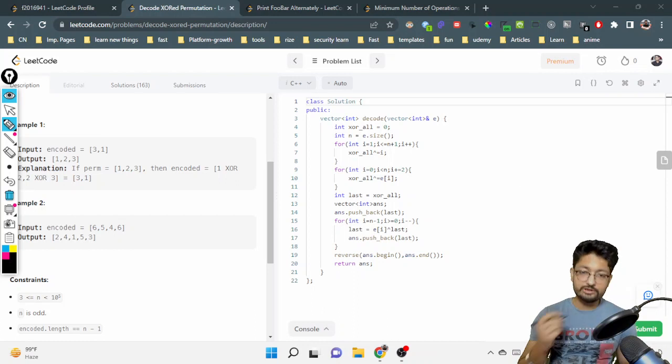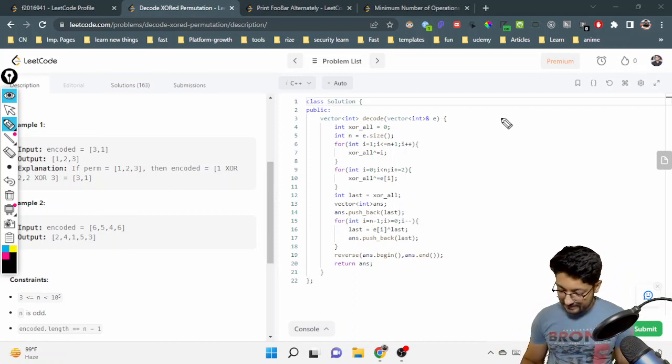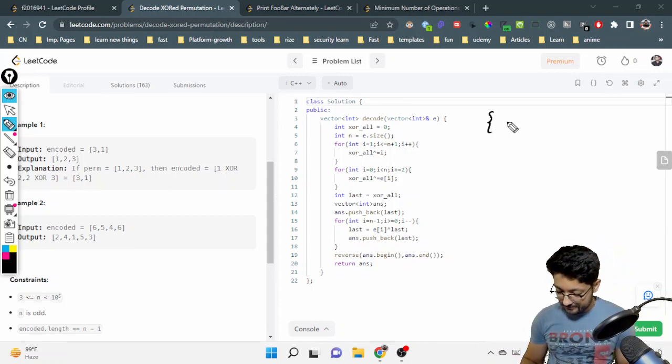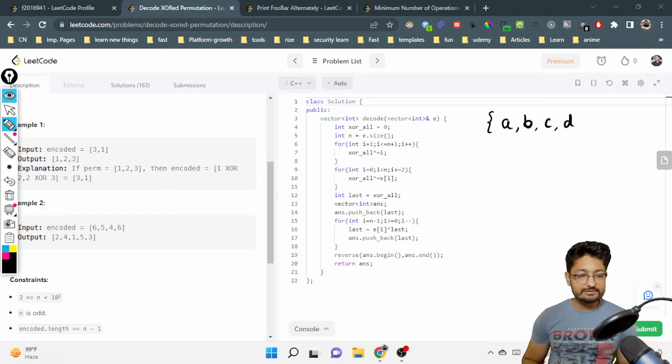Now, how can you actually solve this problem? What is given to you? You are given these encoded numbers. Let's take an example of some random numbers. Let's say that the actual answer that I'm looking for is, let's say, A, B, C, and let's say D also. So as you can also remember, the input array that is given to you is what you can say here.